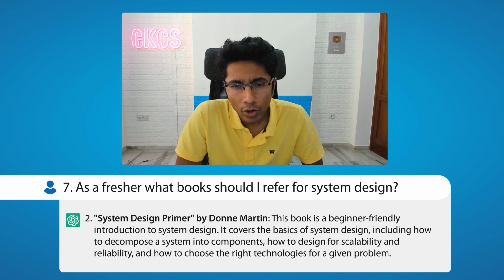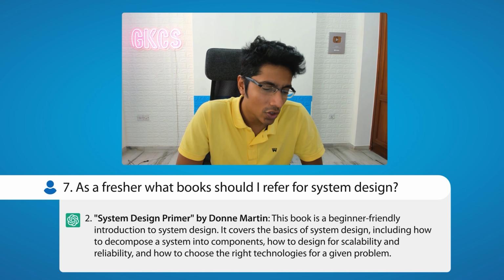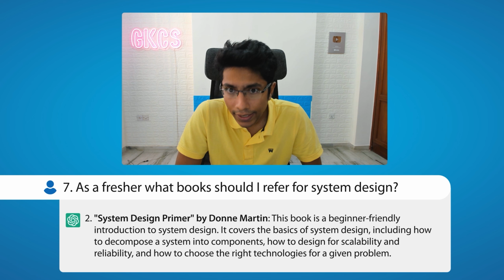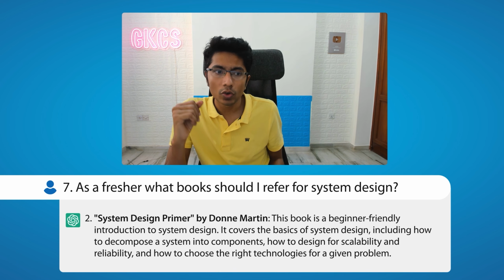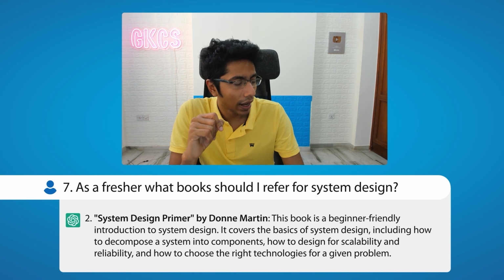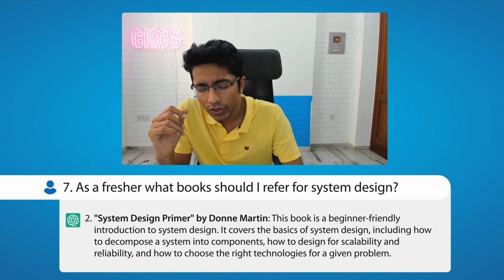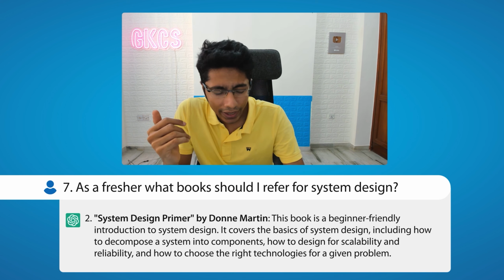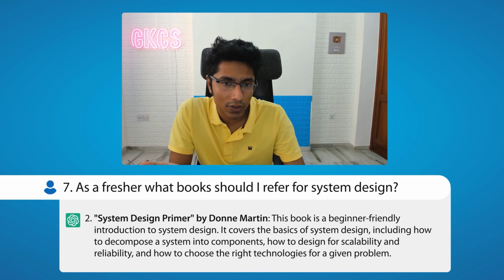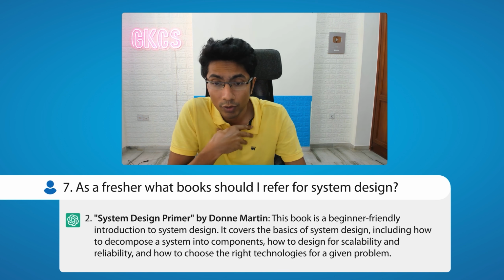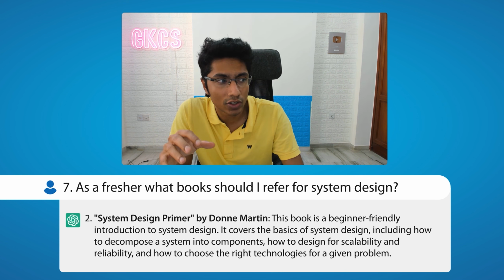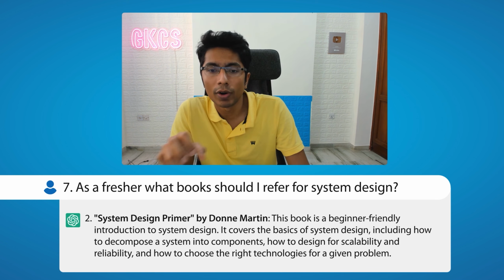System Design Primer by Don Martin. How do I put this? I don't like it much. I find the resources good. It's free. If you like reading, it probably works for you. I prefer seeing things being drawn on a board or being explained in a way which is a little more practical. I didn't see that. It's very dry. System Design Primer by Don Martin to me was extremely dry and seemed like, what do people talk about this topic?